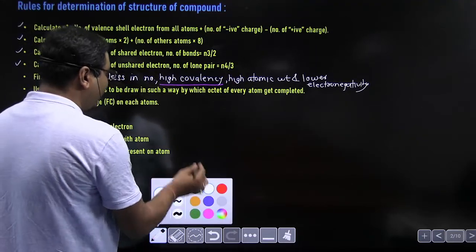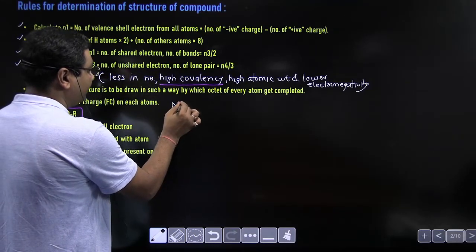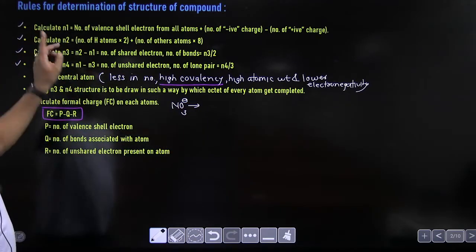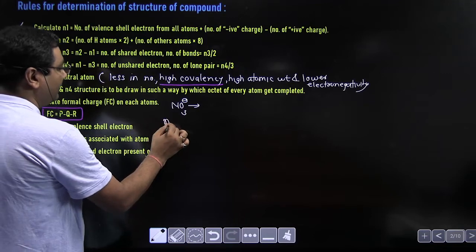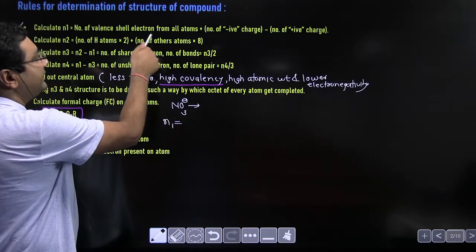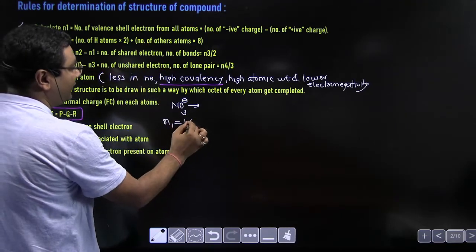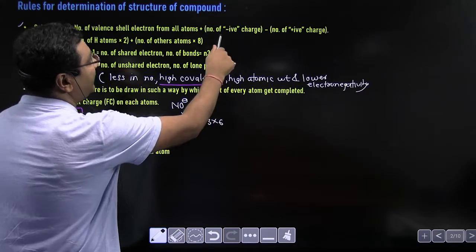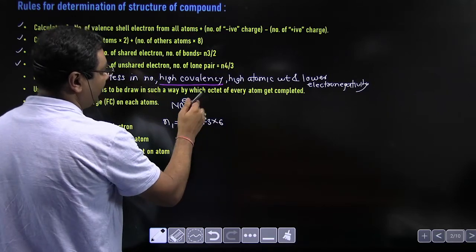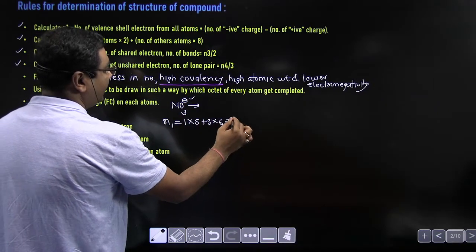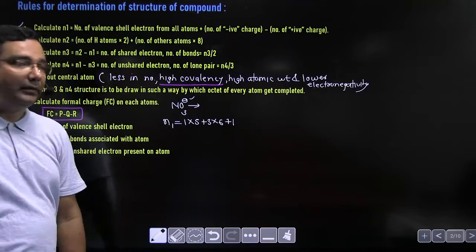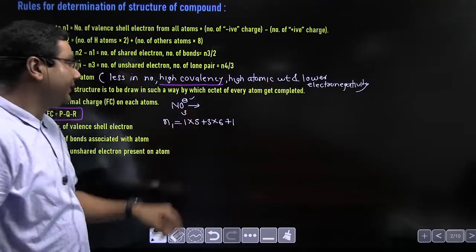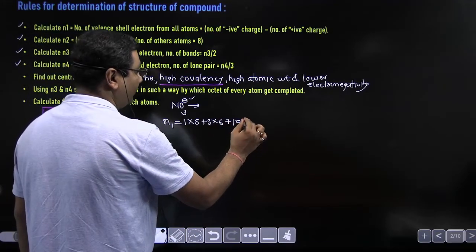Suppose you have to find the structure of NO3 minus. Then calculate N1. N1 equals the number of valence electrons from all atoms. One nitrogen contains 5 electrons and 3 oxygen, 3 into 6, plus the number of negative charge. NO3 contains minus 1, so plus 1, minus the number of positive charge. There is no positive charge in NO3 minus, so it is now 24.